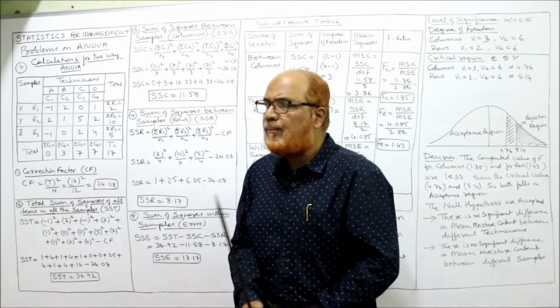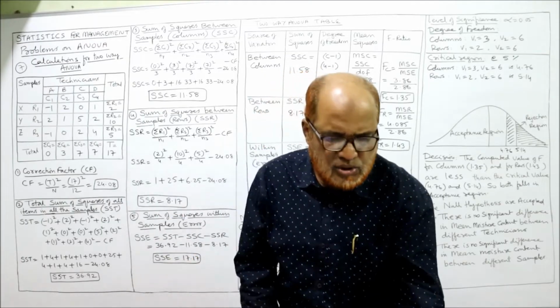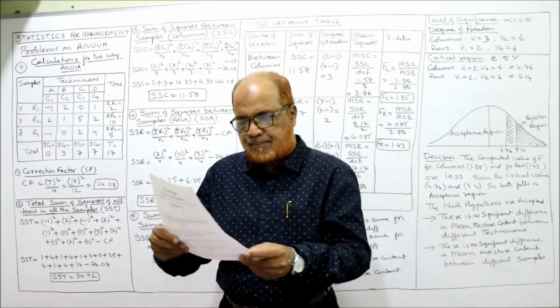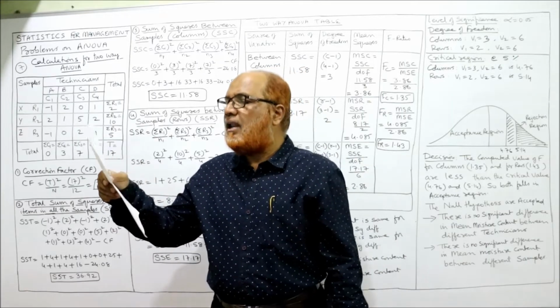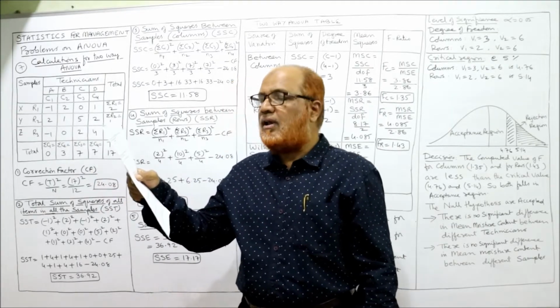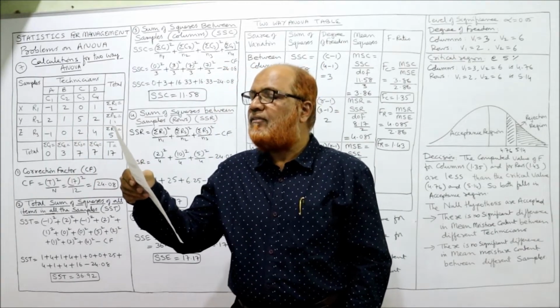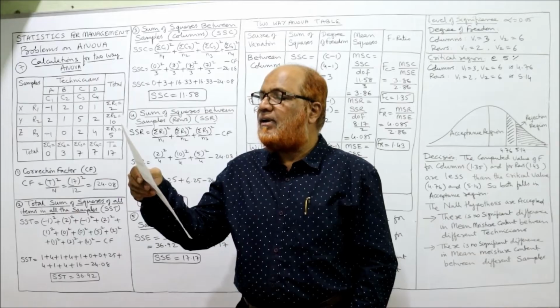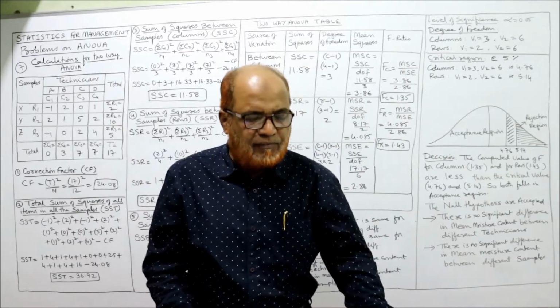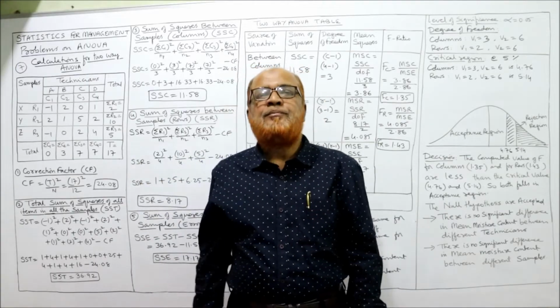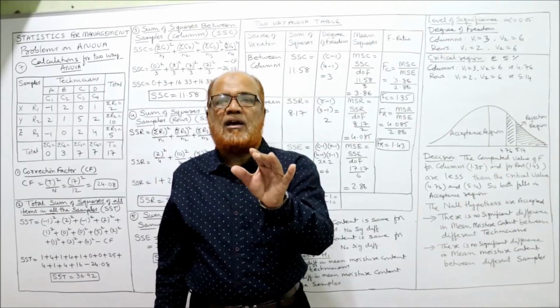Now, first of all, we can use the same values or the coding method. The values given in the problem are 9, 12, 9 for technician A; for technician B, 12, 11, 10; for C, 10, 15, 12; for D, 11, 12, 14. If you closely observe this data, all the values are very near to 10.